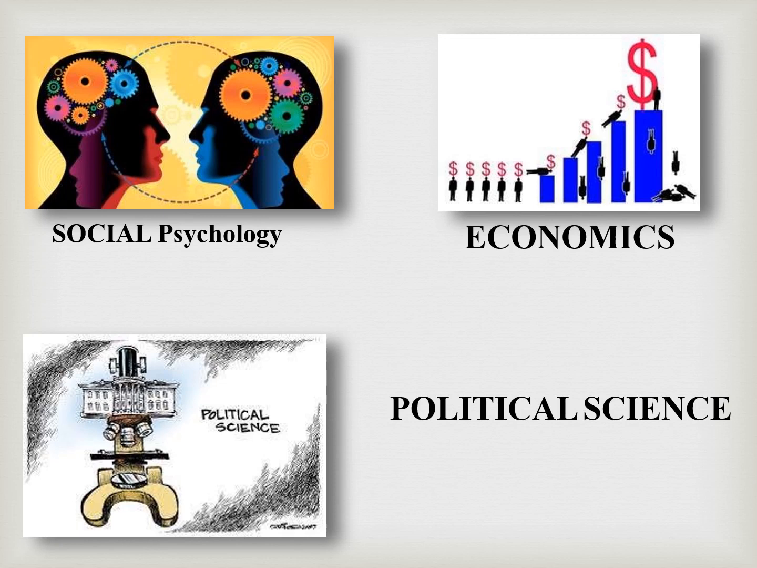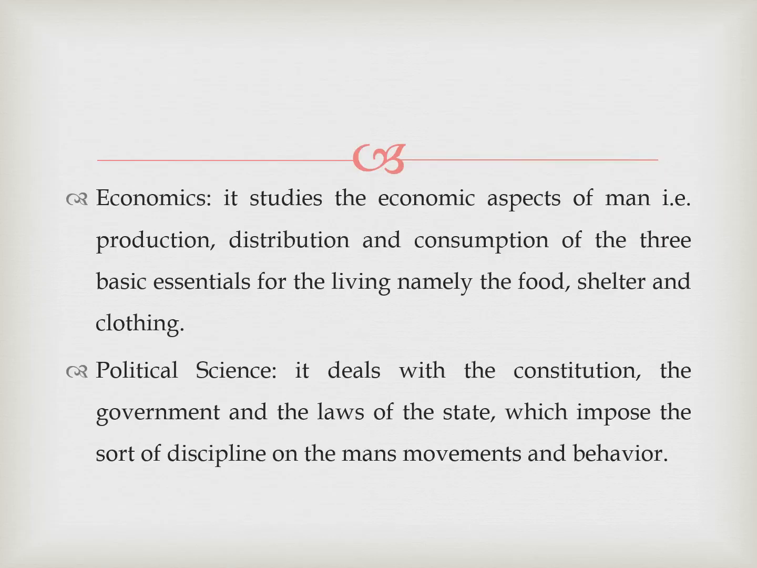These are the sum of factors other than social psychology, namely economics and political science. Economics studies the economic aspects of man, that is, the production, distribution and consumption of three basic essentials for living, namely food, shelter and clothing. Political science deals with the constitution, the government and the laws of the state, which impose a sort of discipline on man's movements and behavior. So these are the four parts, other than sociology, which play a role in the well-being of man.